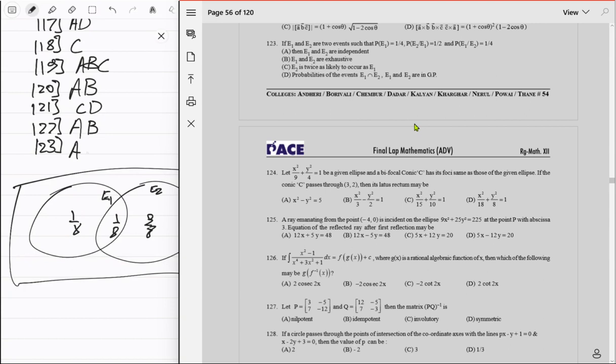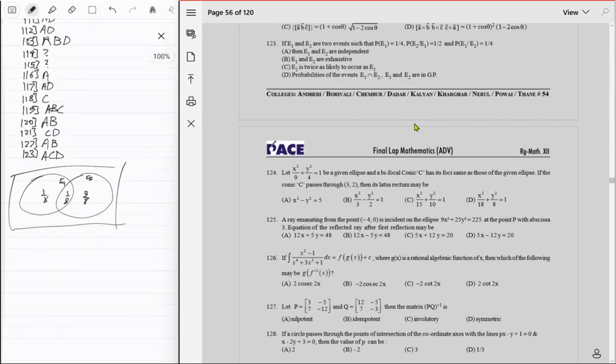So C is correct. And what about the probability of E1 intersection E2? E1, E2, okay, are in GP? Well, no. Wait, is it 1 upon 8? Then here it will be 2 upon 8, because yeah, it's like 4 upon 8. Okay, these are in GP in fact. So D is correct. Next question, 124.